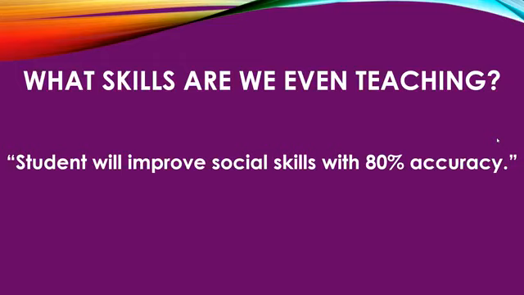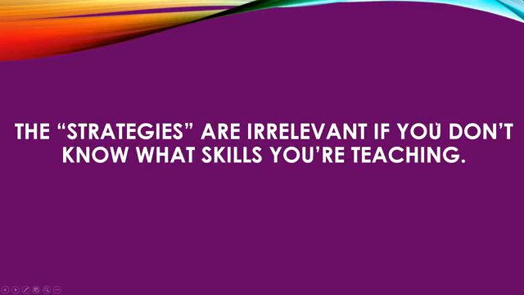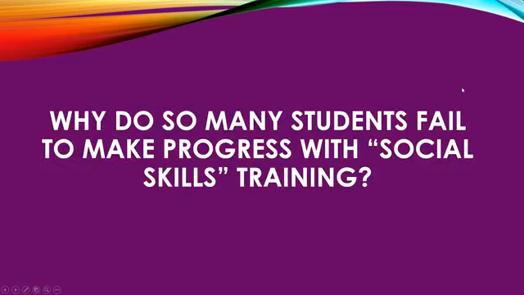This is just an example of sometimes you get these goals where it's like, student will improve social skills with 80% accuracy. And it's like, well, what does that even mean? What skills are we actually addressing? Where is the student actually not functioning where they should? The way to do that is to figure out what skills you're teaching. The strategies and the goals that you write aren't even relevant if you don't know what you're teaching.